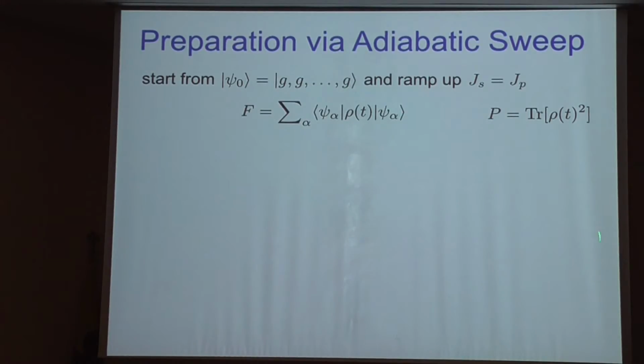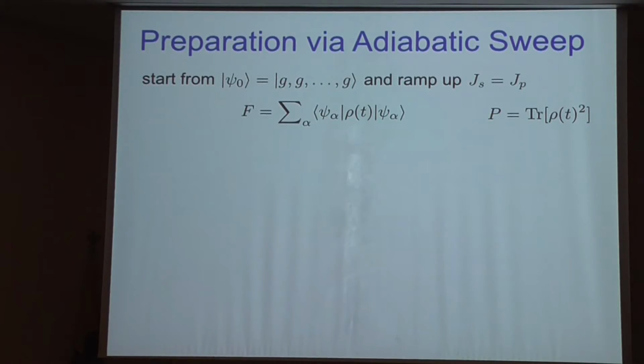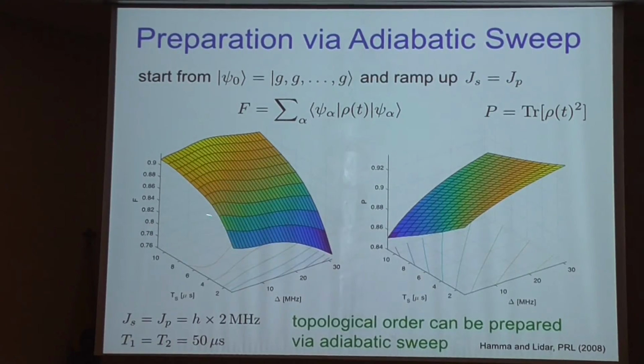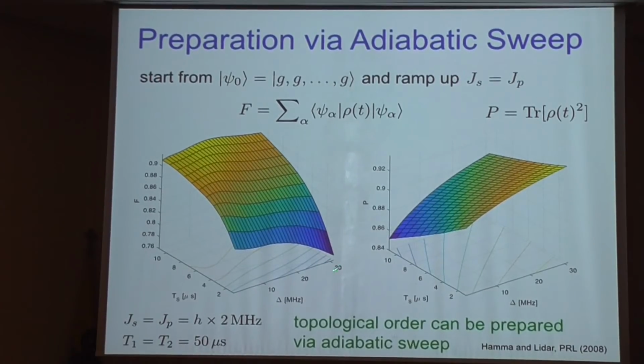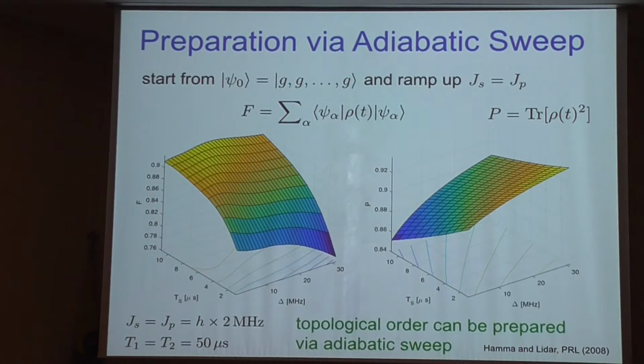Then what I do to test this is I calculate the fidelity of being in this manifold, so just the overlap of the evolved state with all the topologically ordered states, because I cannot tell which one I will prepare. And to test that I prepare only one of them and not just a mixture, I look at the purity. And that is the result of this simulation. So this here is the fidelity. That's the time of the ramp. And that's the initial detuning, and here this is the purity. And you can see that you can have fidelities above 90% and purity above 90%.